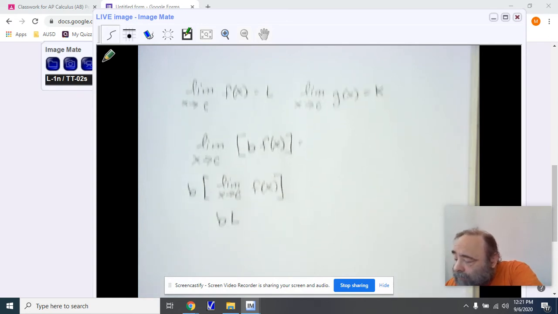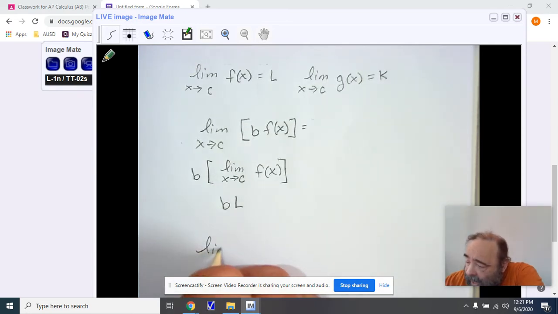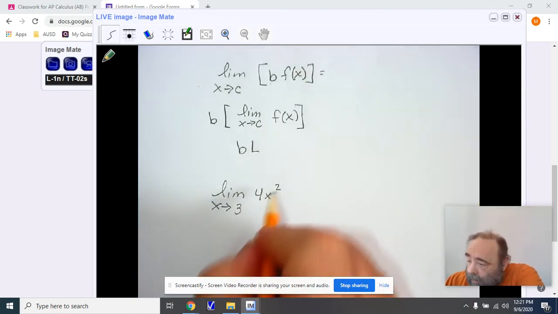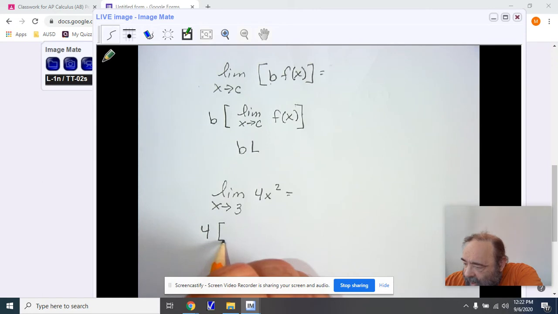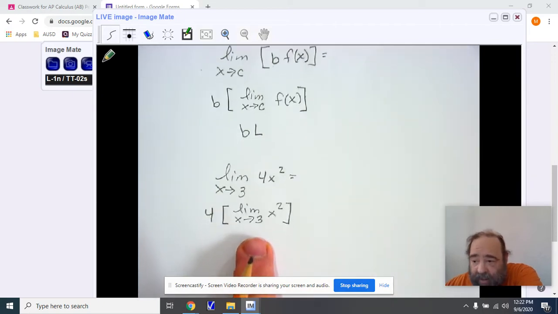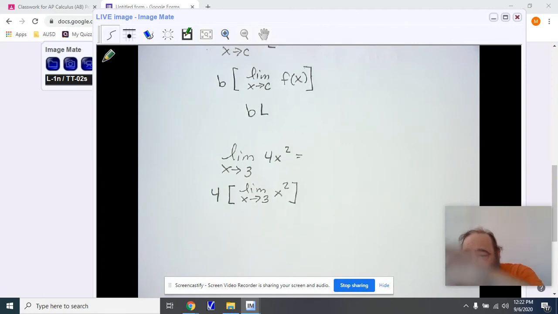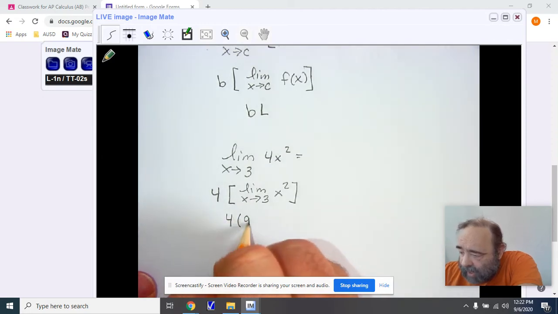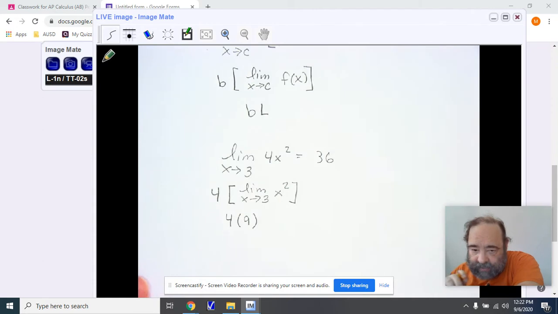Now, if you look at this, let's just take an example. The limit as x approaches, let's go with 3, for 4x squared. Now in this problem, the 4 comes out. We then find the limit as x approaches 3 for x squared. This is our basic limit, and we know how to do basic limits. We've talked about it in the previous video, and we've also seen it in the video for this lesson here. Now, when we're doing this, all we have to do is plug in our 3. We get 9, and we have 4 times 9, and our limit is 36.